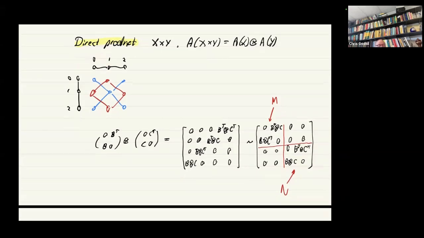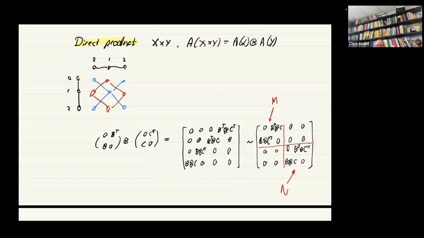Now, let's think about proving this. We're taking bipartite graphs. I've got two bipartite graphs here, and I can write the adjacency matrices in this form. So I've got a 0-1 matrix B and a 0-1 matrix C, and I'm taking the canonical product, and I get this 4x4 matrix, which I can rearrange to give me this 4x4 matrix, permutation equivalent to this.